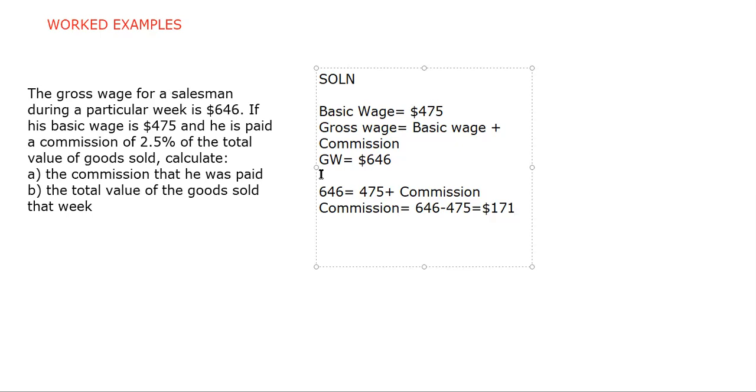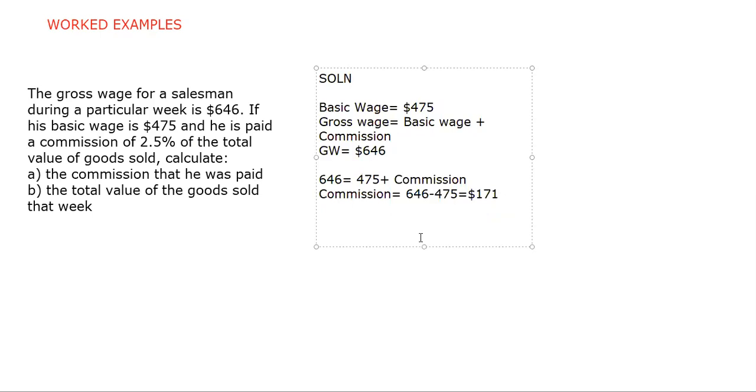So what did they ask for? If he is paid a commission of 2.5% of the value of goods sold, calculate the commission that he was paid. So we already calculated the commission, which is 171, right? Yes, because we have his gross, we have his weekly, and we know that the weekly plus the commission is the gross. So we subtracted them and we got his commission. So that's part A.